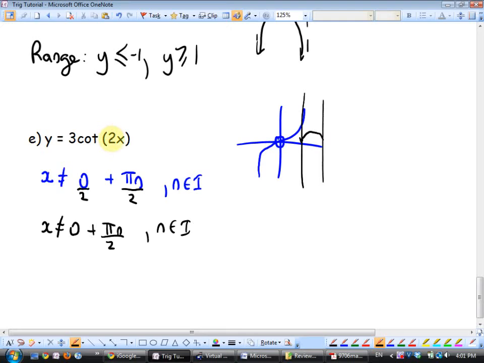What if instead of a 2, they put a 5 there? Divide by 5, it would be 0 plus pi over 5 times n. Ooh, what if they got nasty? What if they gave me a fraction? We better practice that one.